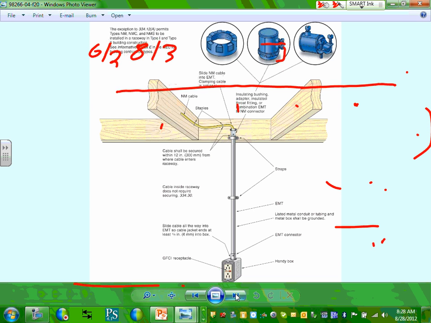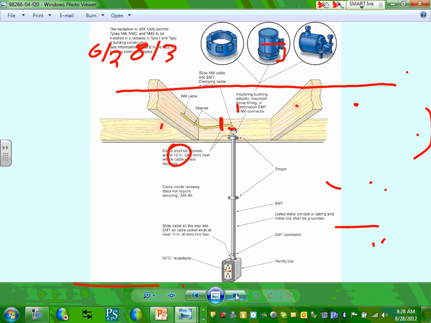This is typically what we do in a basement. This is a concrete wall. You bring your NM cable directly into an EMT conduit and you bring it to the box. You ground the box, of course, here. And they want you to strap, I think, within 12 inches right here. Within 12 inches, you have to strap your conductor within 12 inches of entering that conduit.